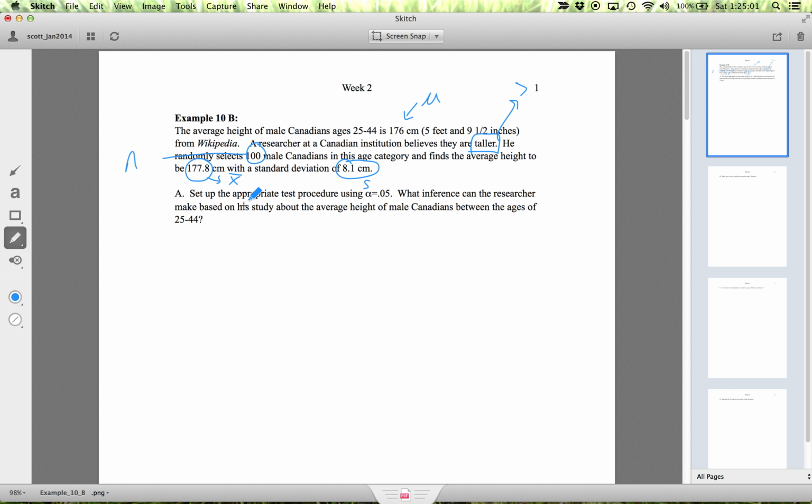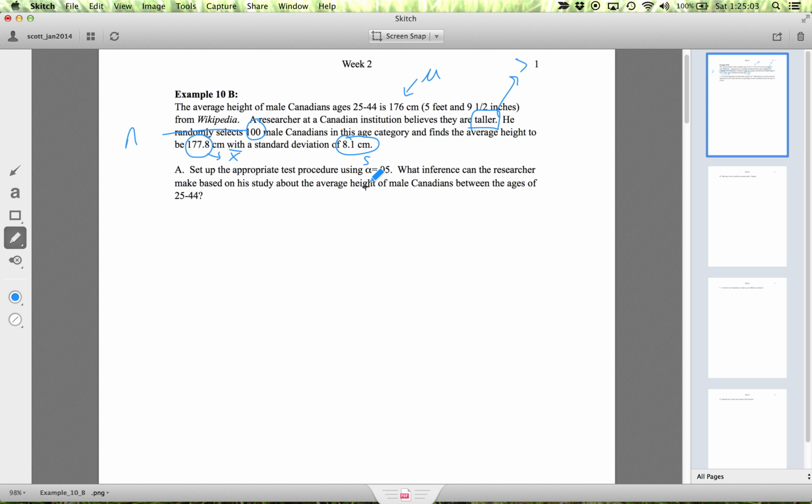Here we need to make a decision about what kind of test we're going to run. Remember that the way we decide this is if we have sigma, we should use z or the normal distribution, and if we only have S, the sample information, then we should use a t distribution. So I'm going to use a t-test.